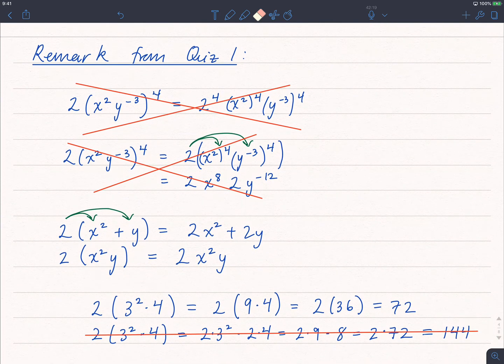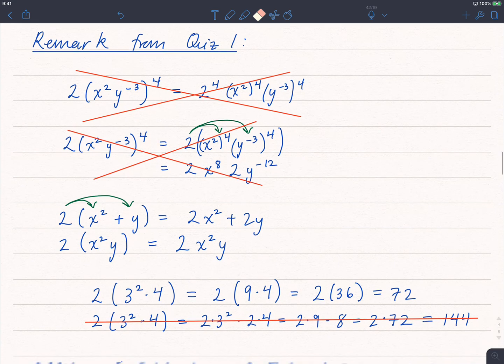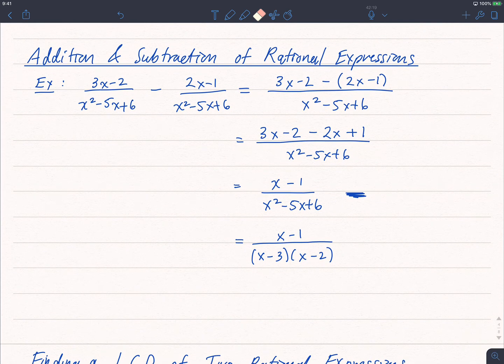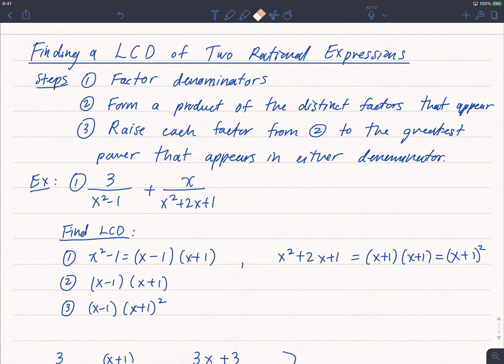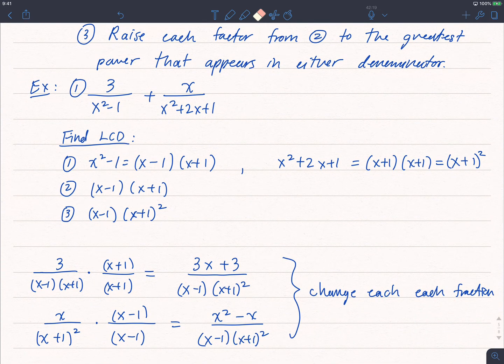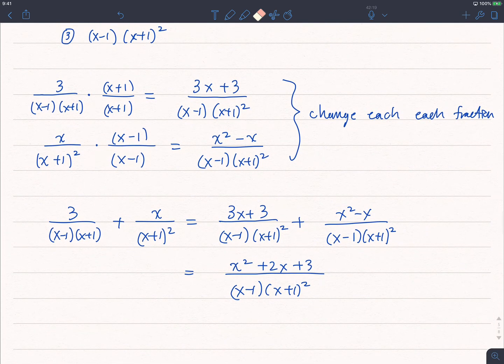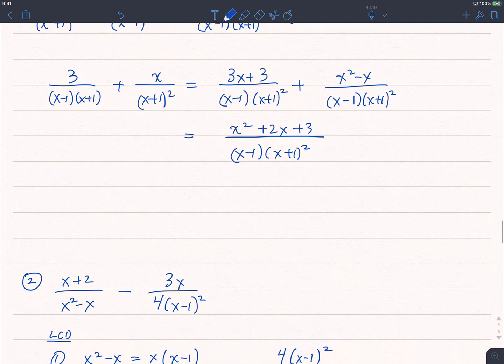We talked about from quiz 1, the common mistake of distributing across multiplication. You can only distribute across addition. And today we learned how to add and subtract rational expressions by first finding an LCD. We talked about how to find an LCD. Talked about how to use the LCD to change each fraction in the problem, and then combine them in the end.